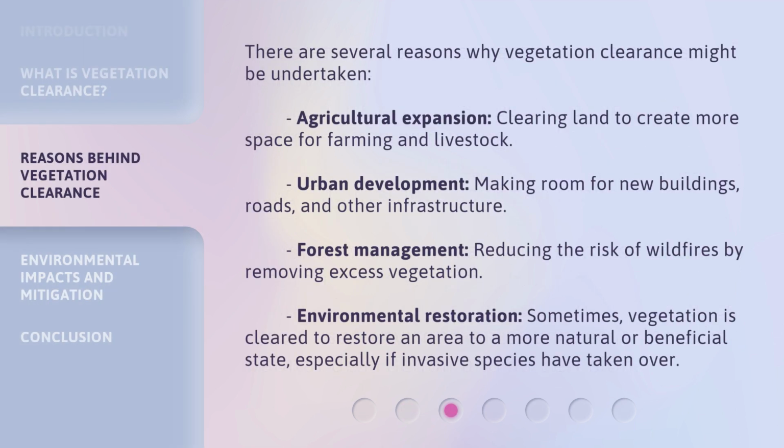There are several reasons why vegetation clearance might be undertaken. Agricultural expansion: clearing land to create more space for farming and livestock. Urban development: making room for new buildings, roads, and other infrastructure. Forest management: reducing the risk of wildfires by removing excess vegetation. Environmental restoration: sometimes, vegetation is cleared to restore an area to a more natural or beneficial state, especially if invasive species have taken over.